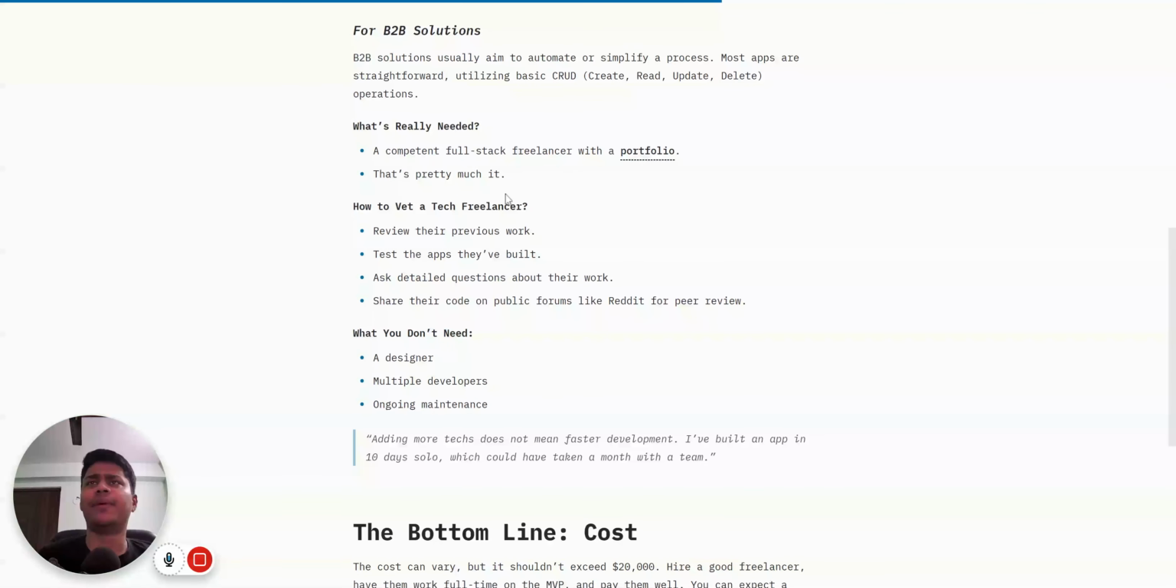So you don't need much. You just need someone with a portfolio, right? Someone who can show you things they have built, and just sit with them and talk about what they have built. So how do you vet a tech freelancer?